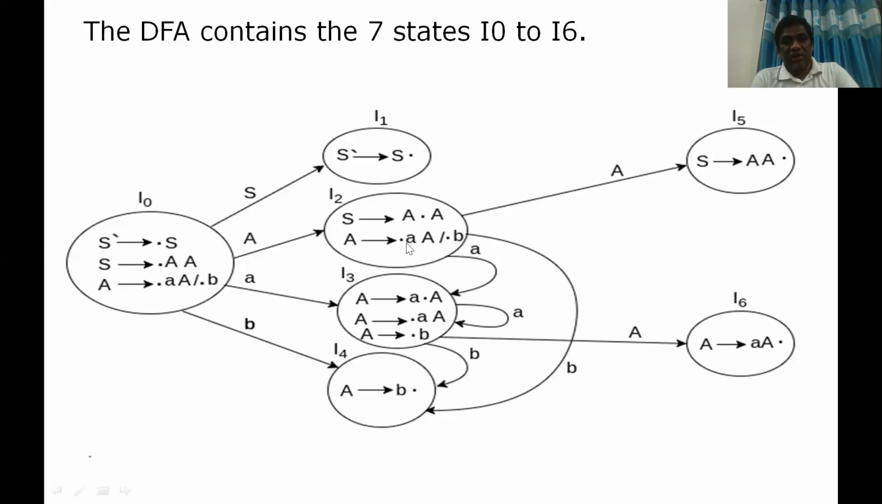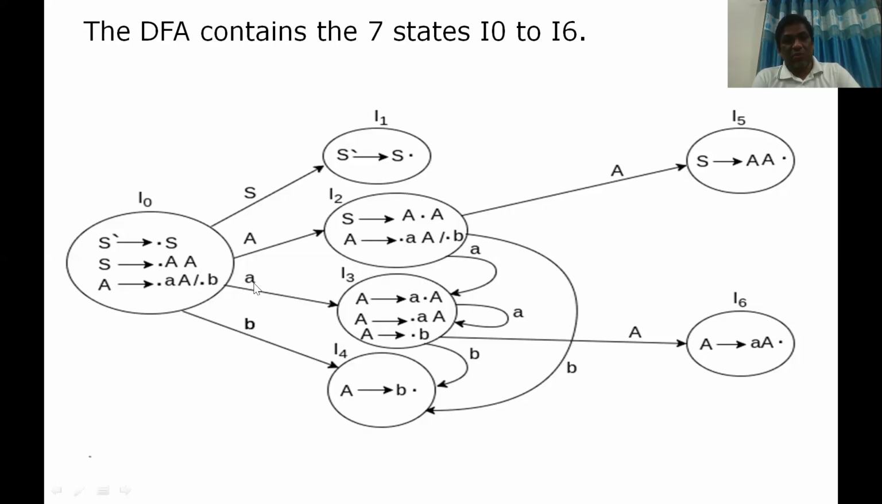And because after dot small a, small b there is nothing we can do here. If a terminal is available after dot, don't do anything. If a variable is available after dot, add all the productions of that variable into that corresponding state. Okay, so I2 is complete.